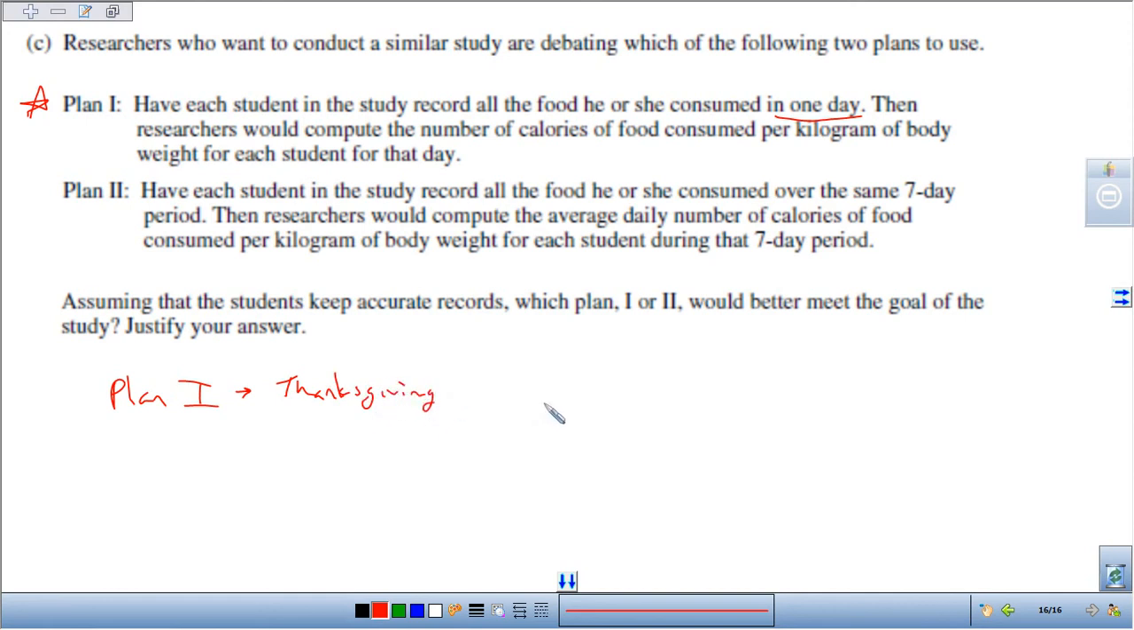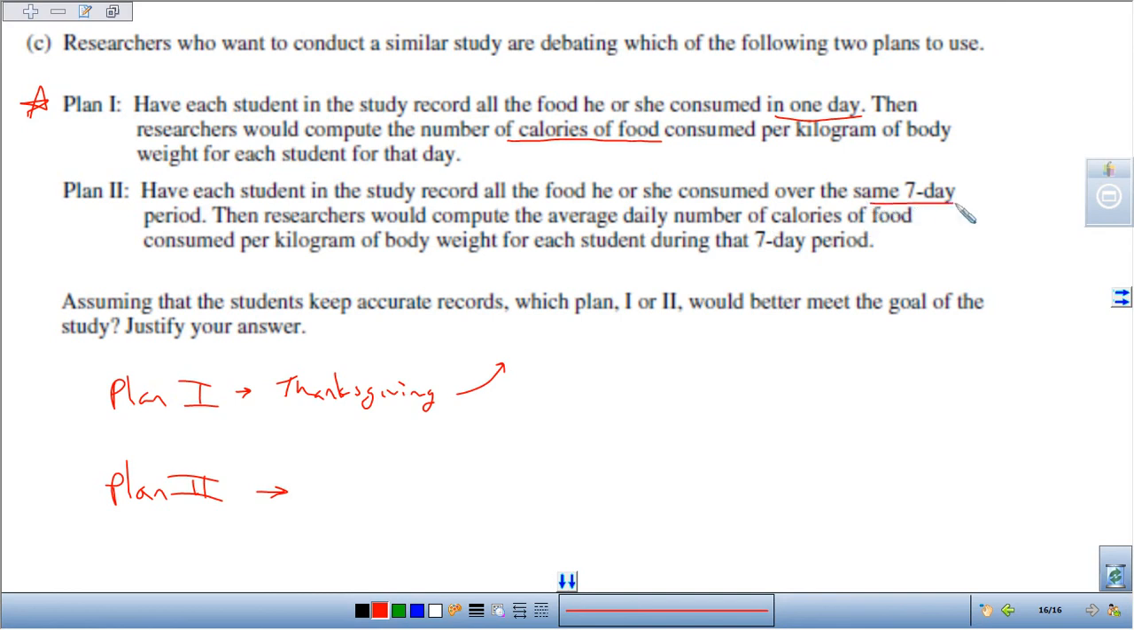Where again, I don't know about you, but I eat a lot on Thanksgiving. So based on that sole one day, there would be a chance to have a very different intake than what I traditionally eat, which could cause the number of calories to be very skewed, especially skewed here in the higher end. So by doing plan 1 and having one day where you eat a lot, you could very much skew the data.